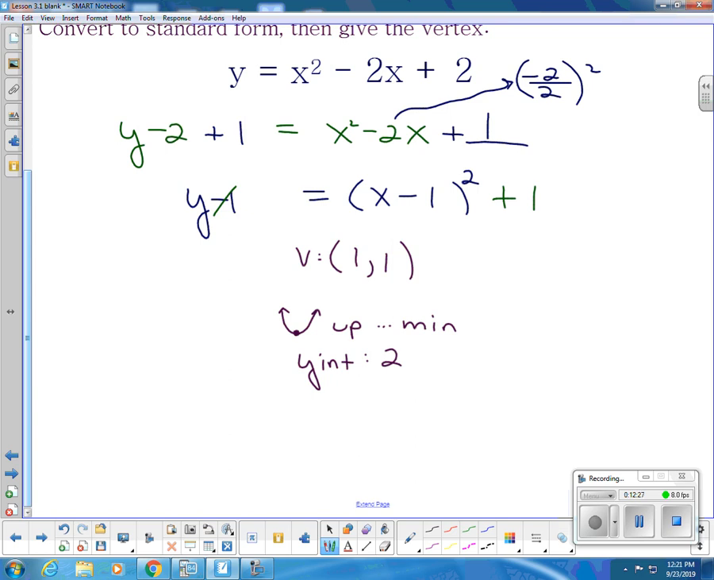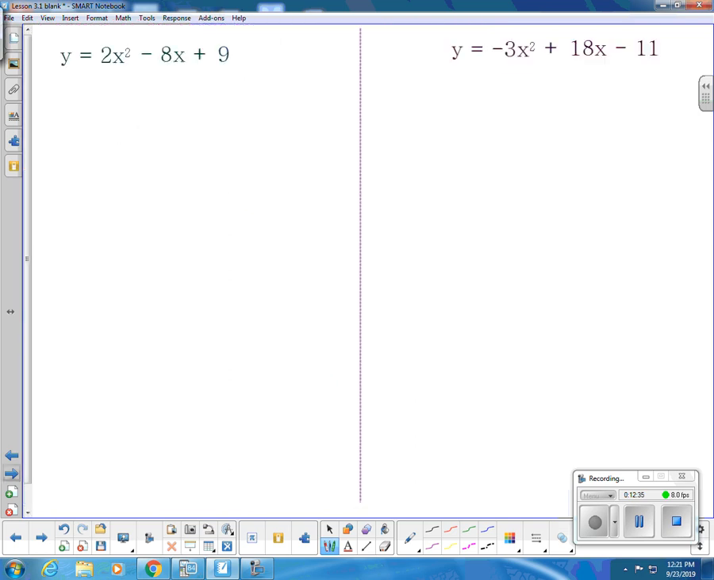Do you want a little bit step harder? Okay. So first step, we're going to move the C value over.